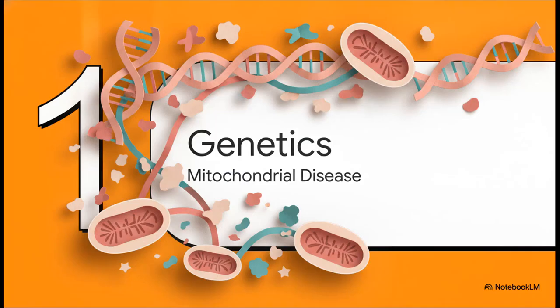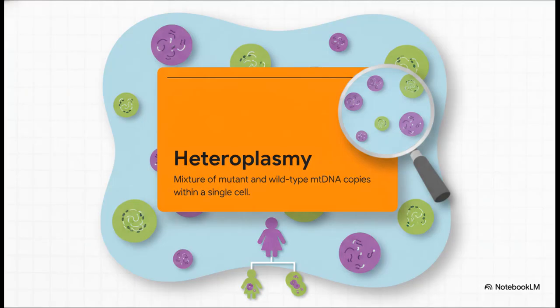All right, moving right along to Section 1, genetics of mitochondrial disease. So we're going to start way down at the micro level, looking at how defective oxidative phosphorylation actually arises from mutations in either mitochondrial DNA or nuclear genes. This dual genetic origin is a frequently tested concept right out of the gate.